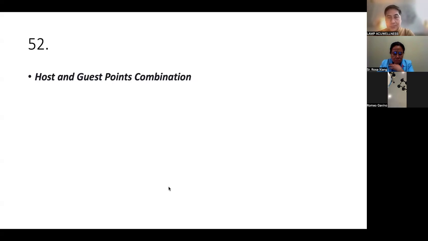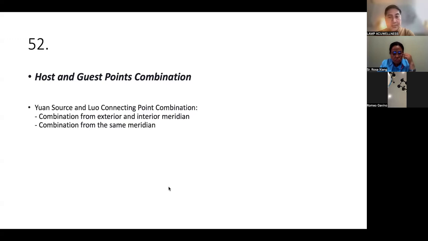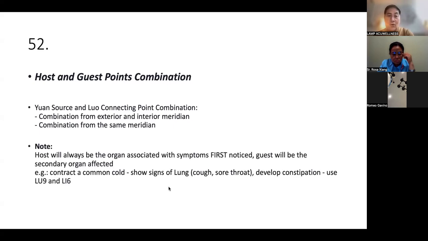The Yuan-Source and Luo-Connecting point combination from exterior and interior meridian, combination from the same meridian. The host will always be the organ associated with symptoms first noticed. The guest will be the secondary organ affected. For example, if you contract a common cold, the cough would be the first thing that you will have to treat. So that would be the host. Then the associated symptom would be the Luo-Connecting, the guest.